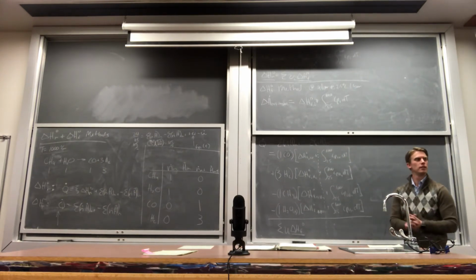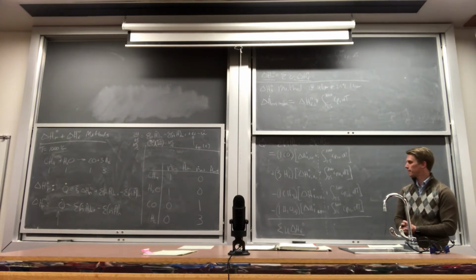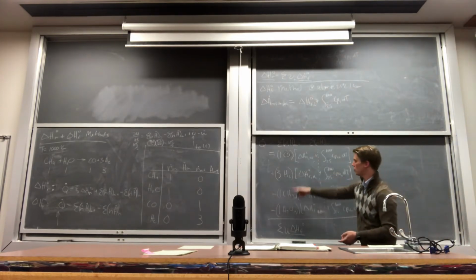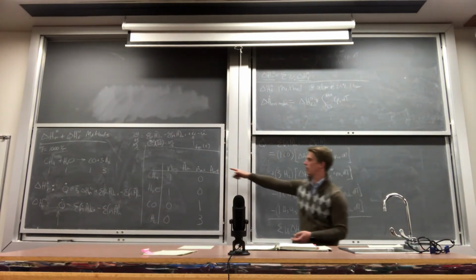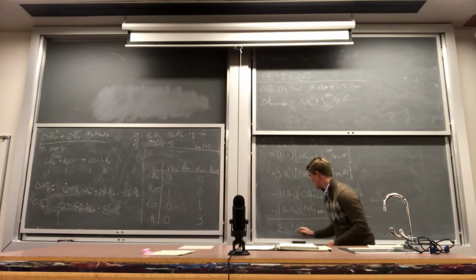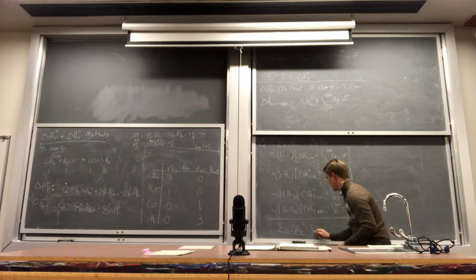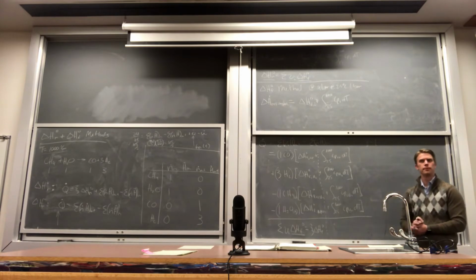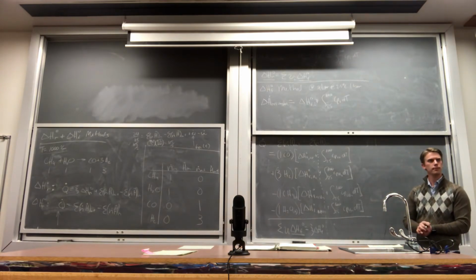Yes? Why do you need an extent of reaction in that equation? Oh, yes. So in this case, the extent of reaction is 1. So it works out here. So in this case, yeah, the extent is 1. So if we added in the extent here, this would be equal to extent times delta H of reaction. It just works out, so it's fine.